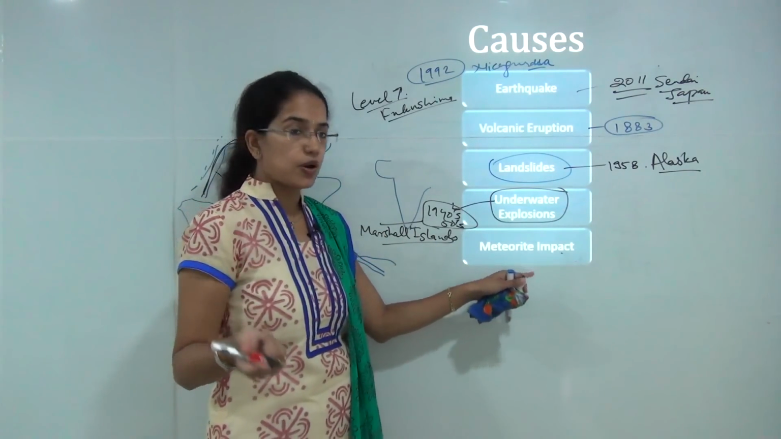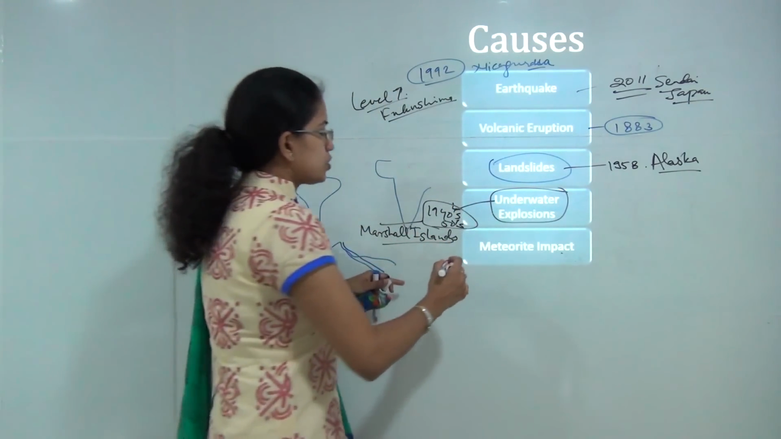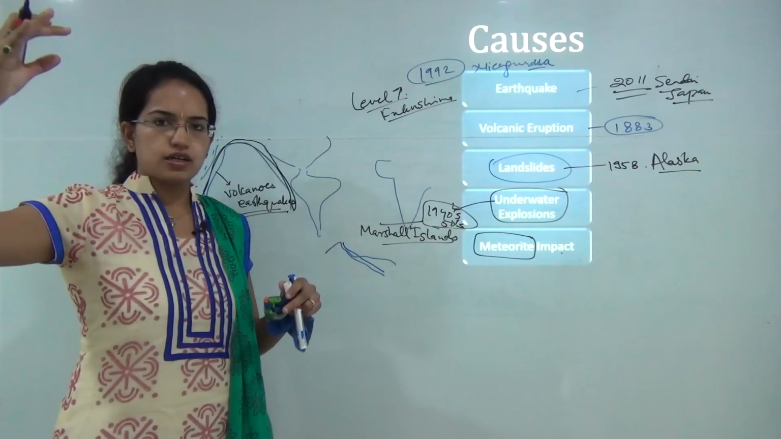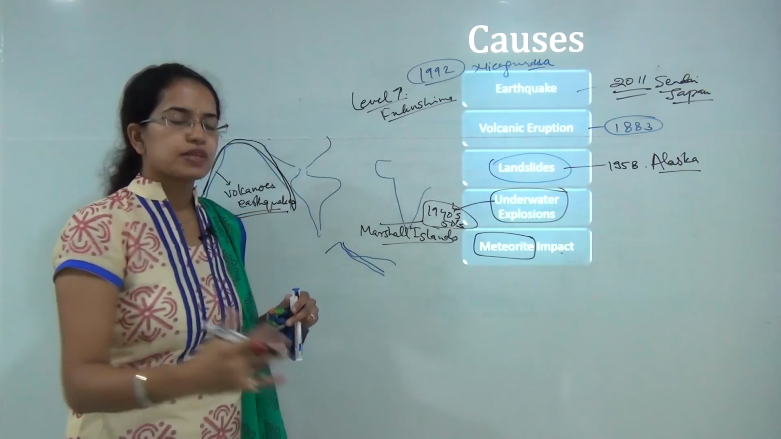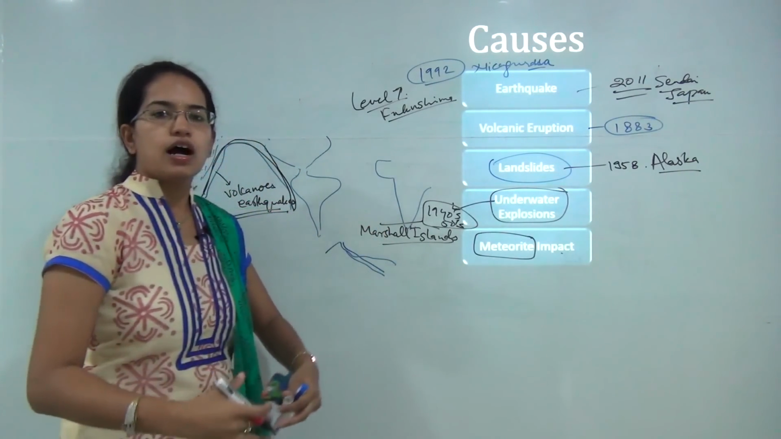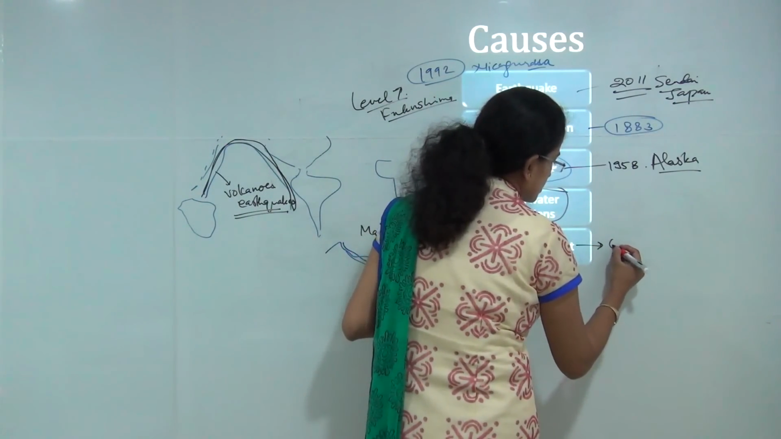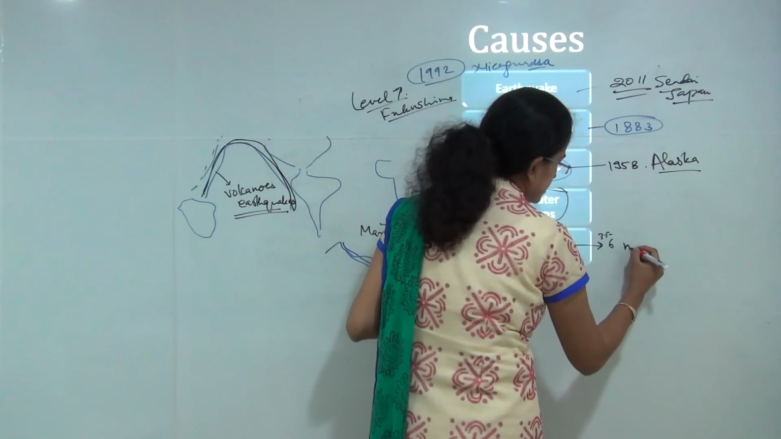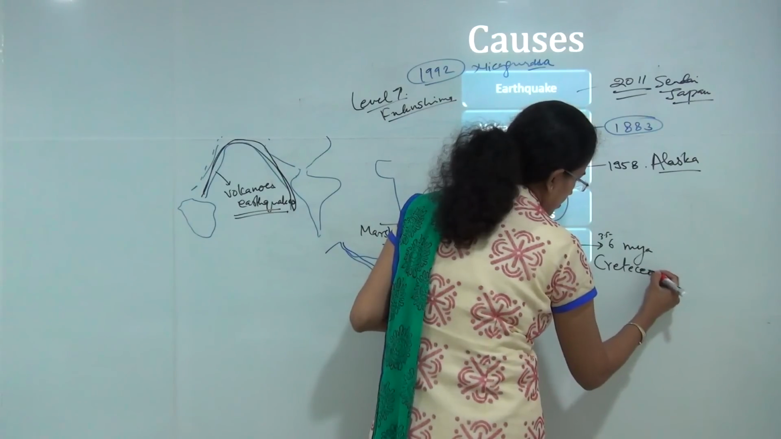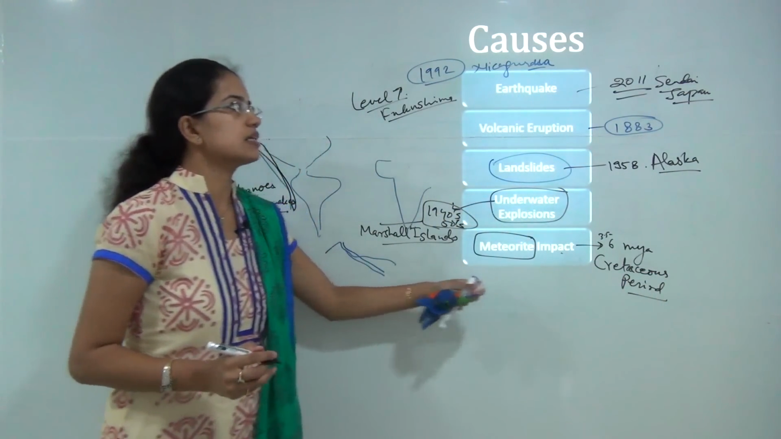And finally, most important is meteorite impact, which you will find missing in most lectures. If a huge meteorite comes down onto the earth and drops into an ocean, the impact of that meteorite would be so huge that it would lead to a huge wave or tsunamis in the ocean. That happened around 3.5 to 6 million years ago in the Cretaceous period, and that led to a huge tsunami during the Cretaceous period.